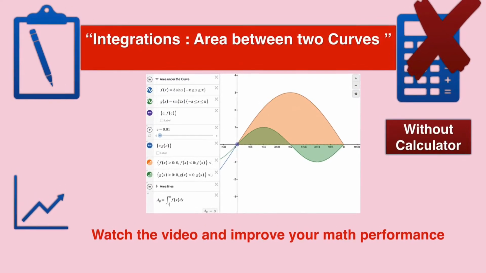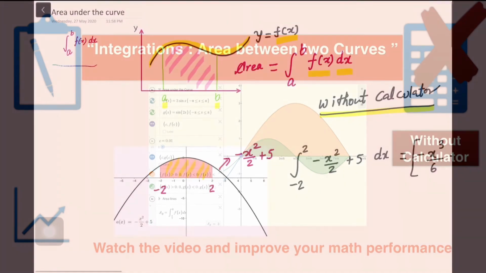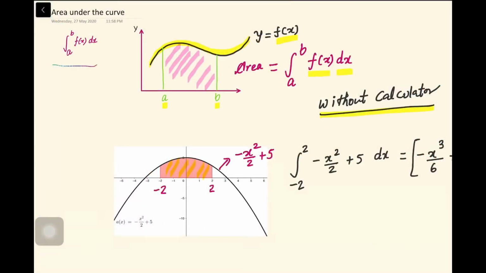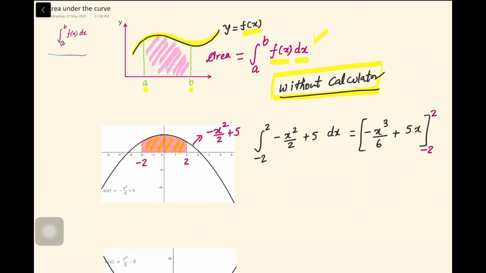Hi guys, this is integrations and area between two curves. As you know already, area under the curve is given by the integral from a to b of f(x) dx. It's without calculator today, so you should know the techniques of integration without a calculator. Let's take one example. You can see there is a curve, negative x squared over 2 plus 5, and the limits are negative 2 to 2.